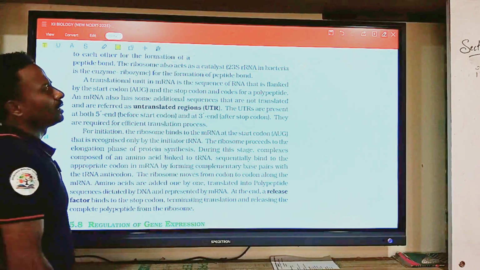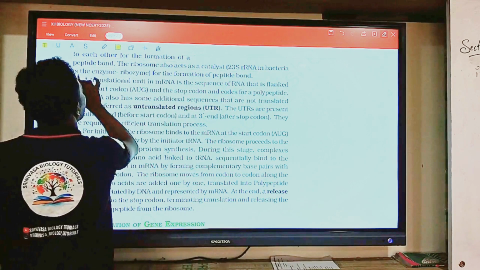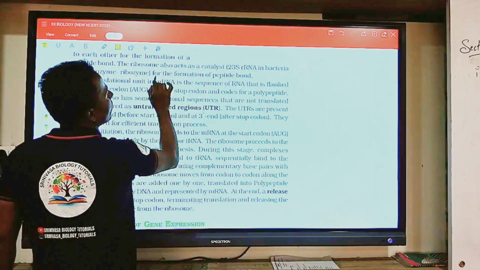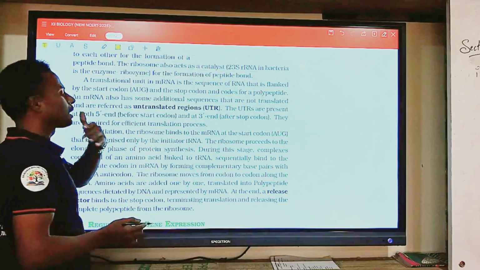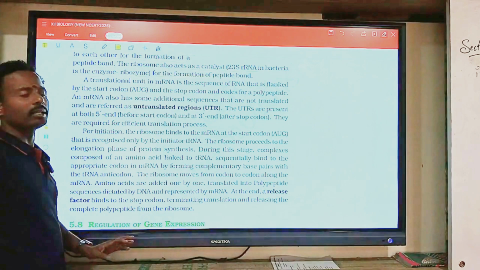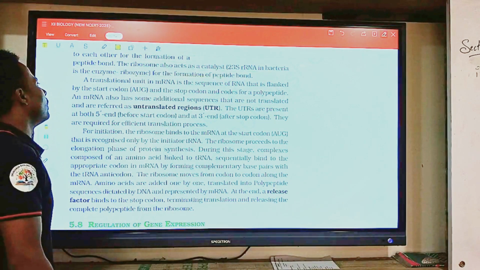In bacteria, the 23S rRNA acts as the ribosome enzyme in the formation of peptide bonds. So here rRNA also participates in the formation of peptide bonds.